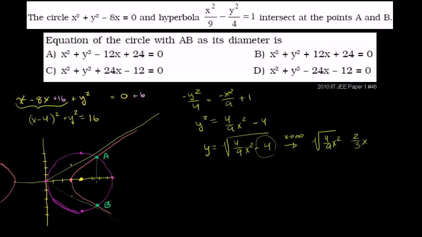So AB with AB as the diameter. I could have drawn that a little bit straighter. So the equation of that circle right over there. So we essentially just need to figure out, where does this hyperbola intersect this circle?